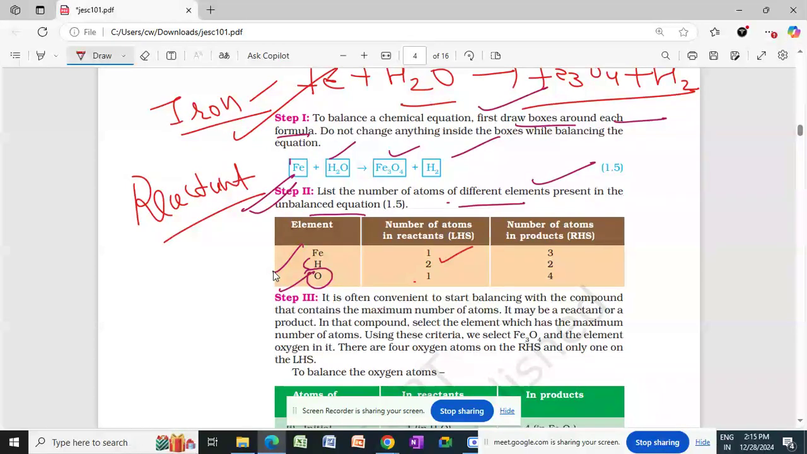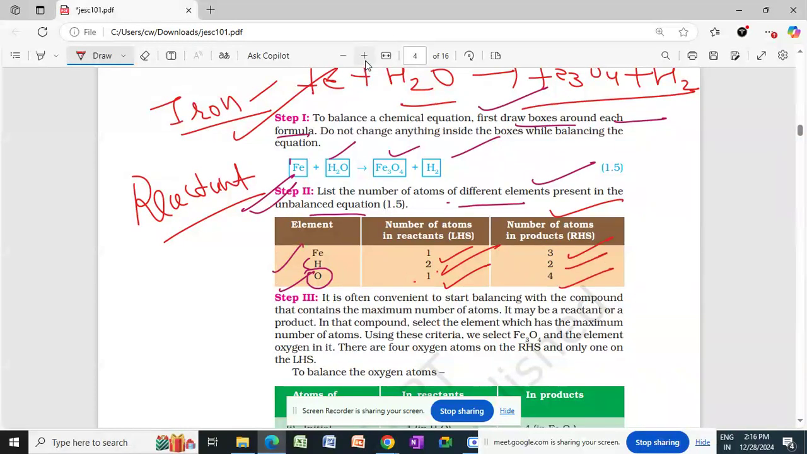Oxygen atom 1. Okay, next, products. On the product side, tell me. Yeah, so that is the thing here.